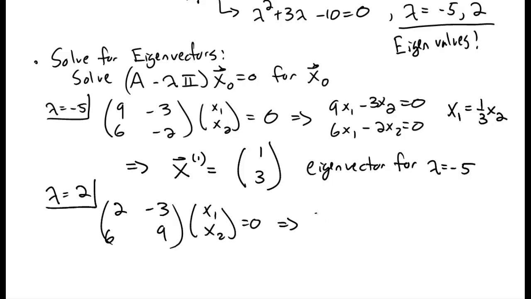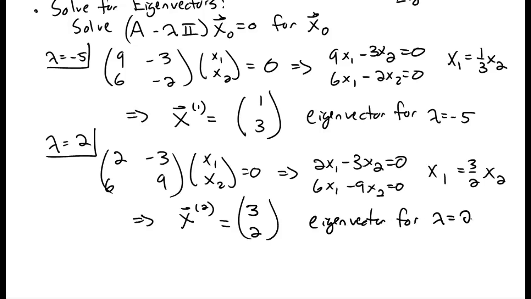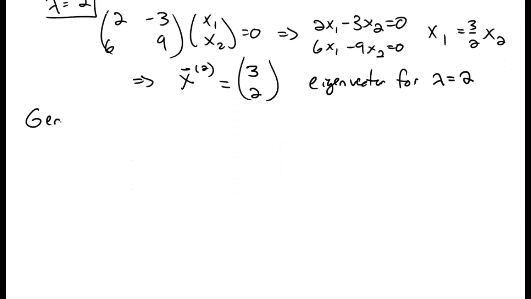We write the matrix A minus lambda I and solve this equation for x1 and x2. Again, the two equations are degenerate, so we just find one solution where x1 is, say, 3/2 x2. And so our second eigenvector is the column vector (3, 2). That's the eigenvector for lambda equal to 2.